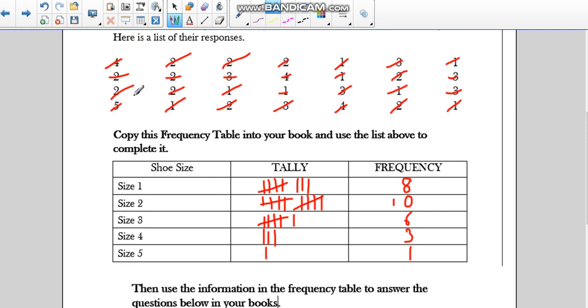Okay, and actually when I'm filling in the table, I always double check, do these numbers add up to how many numbers I've got here? Okay, so that's a quick check to see if you've made a silly mistake or missed one out or added an extra one in. Okay, right, so that's frequency tables.